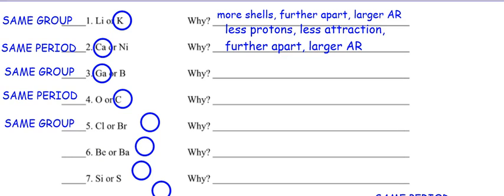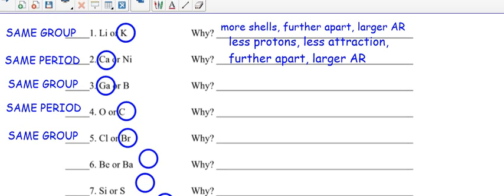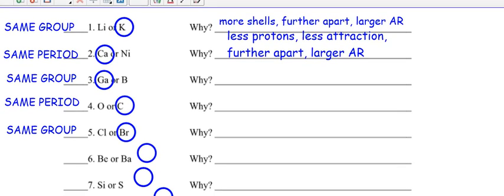So what's the relationship between chlorine and bromine? They're in the same group again. So which one's bigger? Bromine. Why? More shells, further apart, larger atomic radius. Beryllium or barium, they're in the same group, aren't they? Which one is going to be bigger? Barium. Why? More shells, further apart, larger atomic radius.